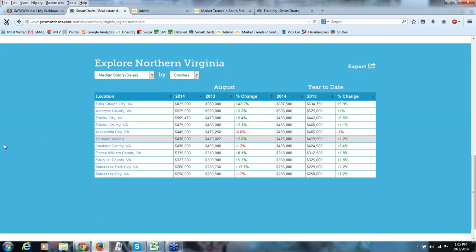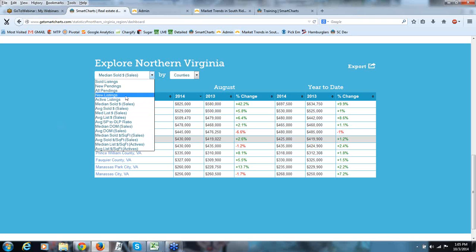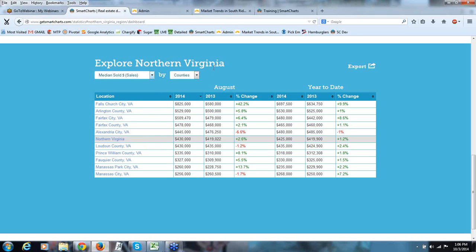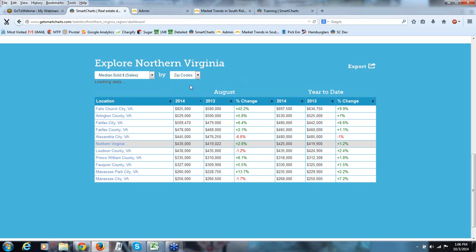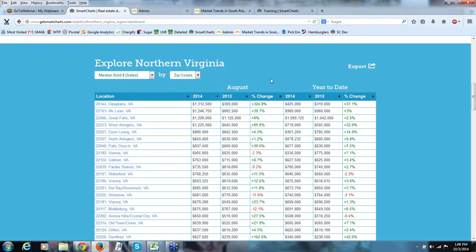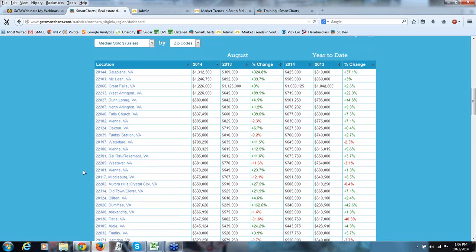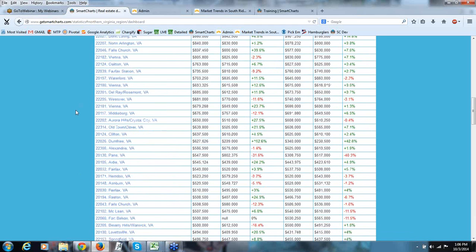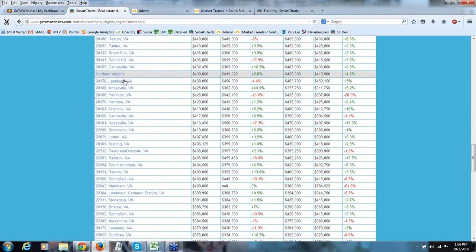I can give an example of how this can and should be used each month, or when you're getting into a new zip code, etc. If I'm on the region level, I can see a variety of metrics: sold listings, new pendings, DOM, etc. The default when I'm on the region is county, but I can also compare all zip codes within Northern Virginia. This is a great way to get a sense of where your zip code sits for whatever metric you're looking at compared to the rest of the region. You can see whether or not you're above or below.